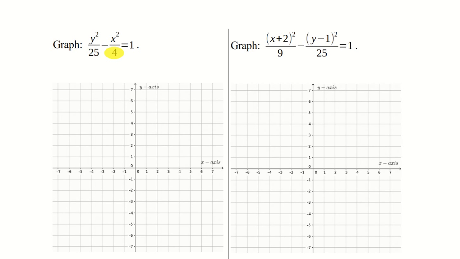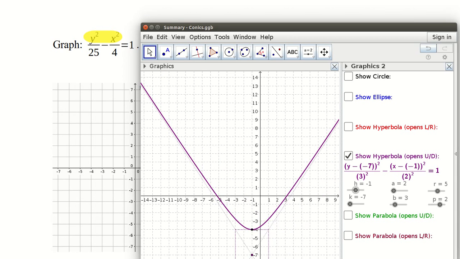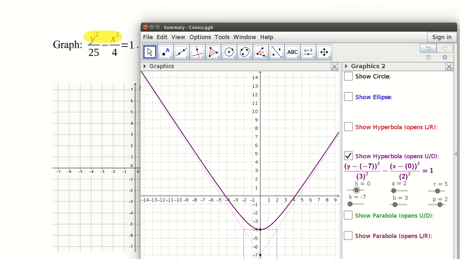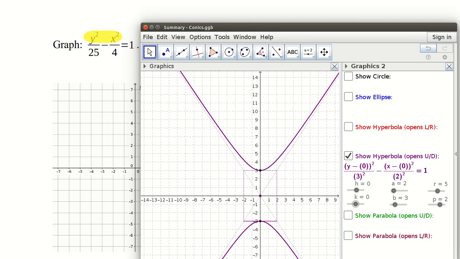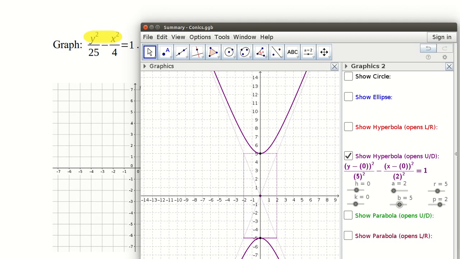A is 2. Now, you might say, what about h and k? Well, those are both 0. The center of this hyperbola is the origin. Okay, so let's graph this. The y term is positive, so it opens up and down. H and k are both 0, so let's select 0 for both of those. A is the horizontal offset, so in this case A is 2. B is the vertical offset, in this case B is 5. So there's our center at the origin, 0, 0.